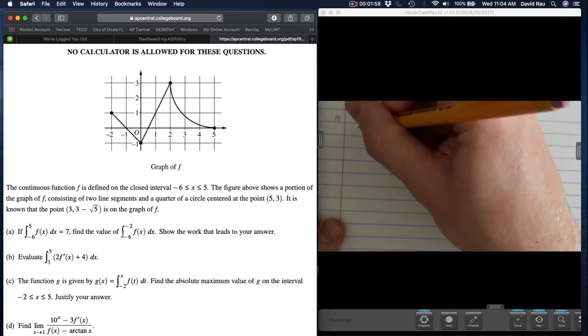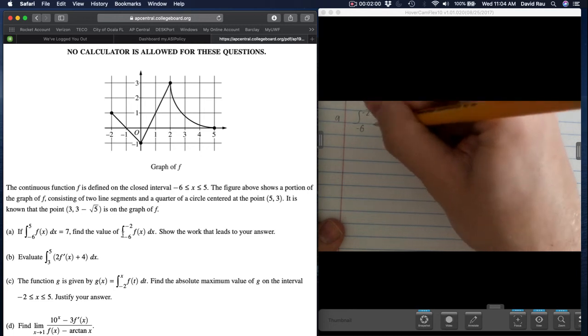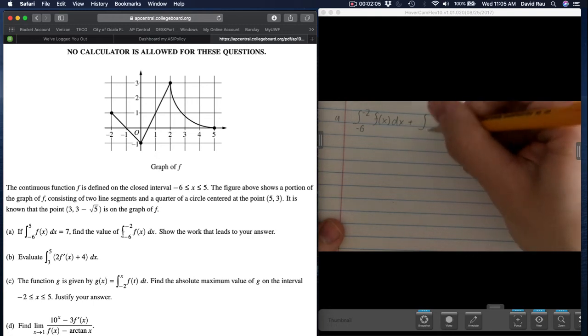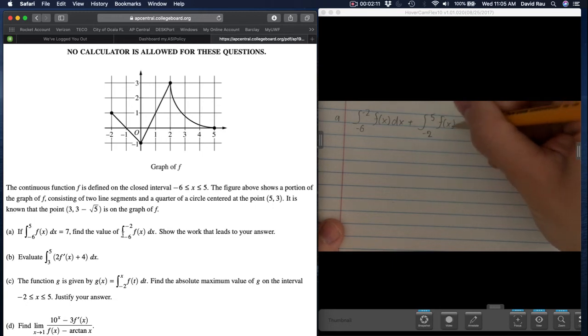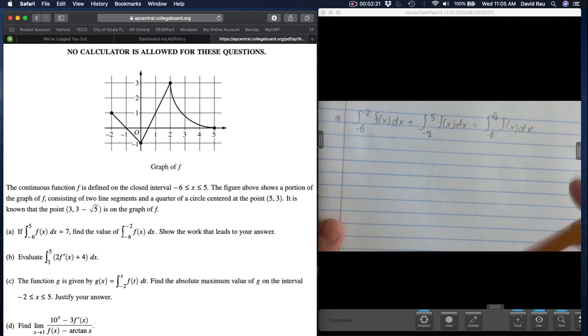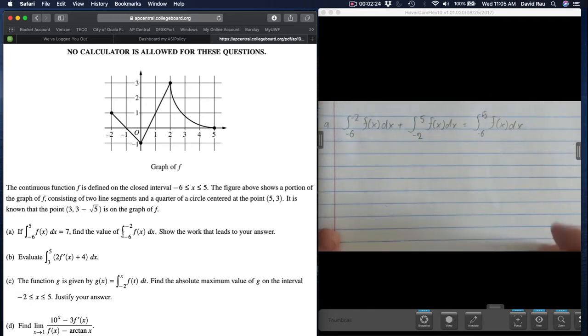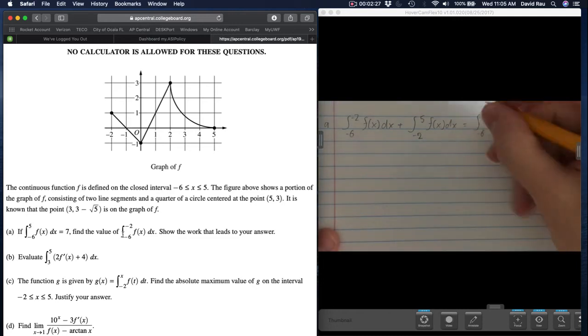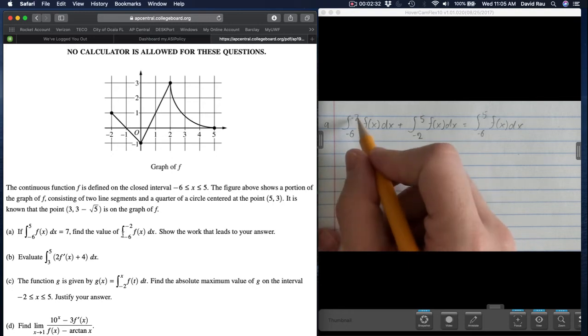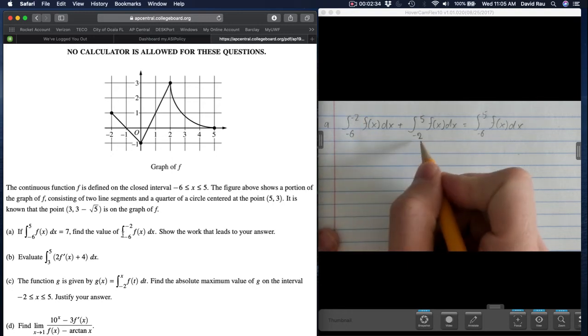The other key idea is that the integral from -6 to -2 of f of x dx plus the integral from -2 to 5 of f of x dx equals the integral from -6 to 5 of f of x dx. This is one of the algebraic properties of integrals. So in other words, an entire interval can be broken up into 2 or even more pieces, and the key is that one of them has to end where the next one needs to begin.